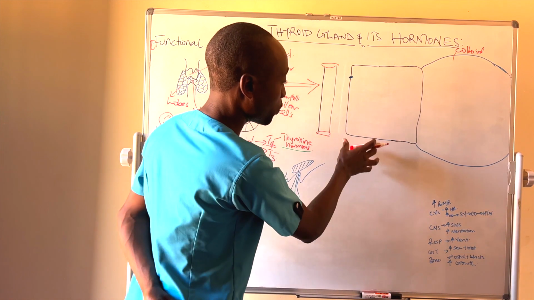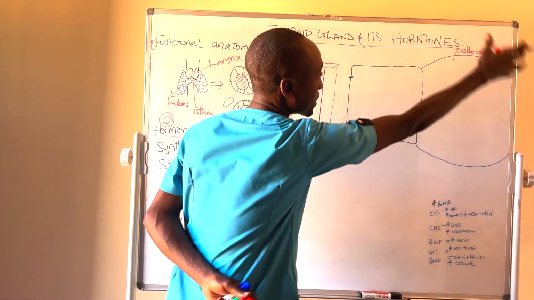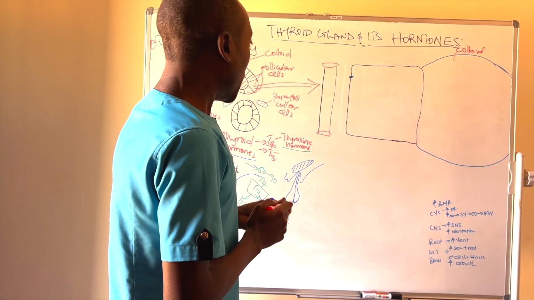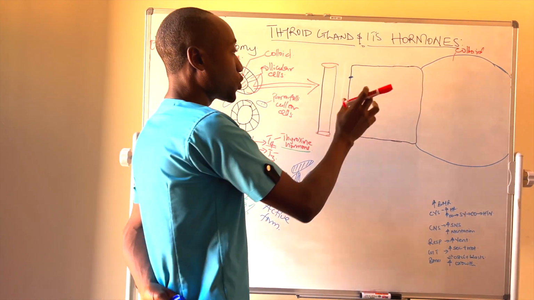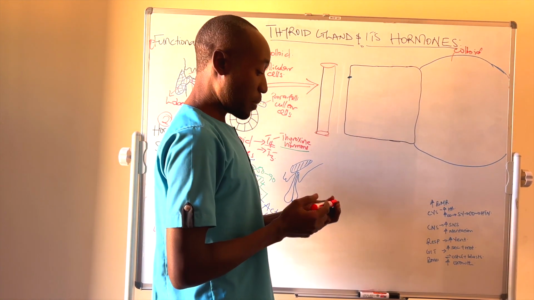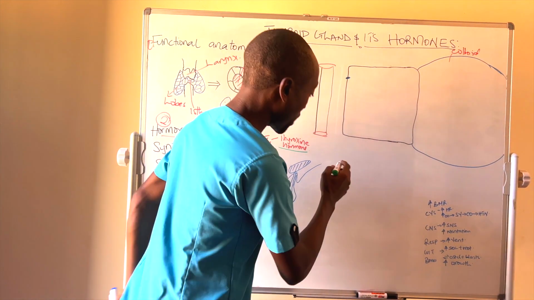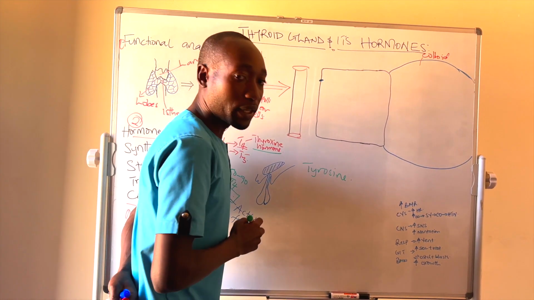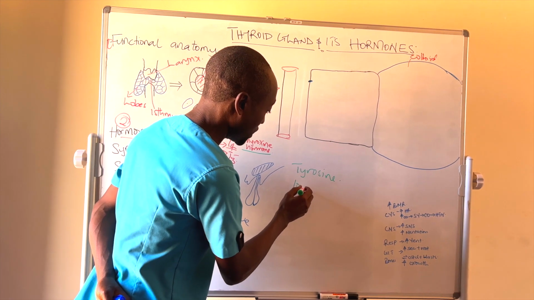So in other words, we would be having a lot of other cells surrounding the what? Surrounding the colloid. So, to be able to manufacture these thyroid hormones, we need about two things. One, we need tyrosine, okay, and then another one, we need iodine.